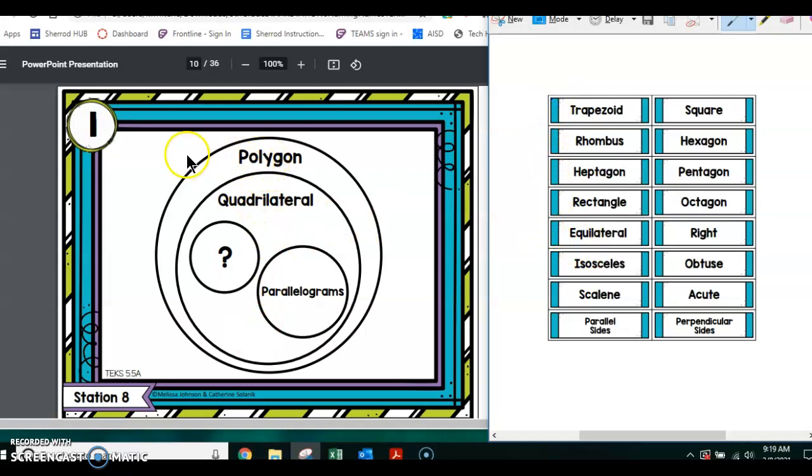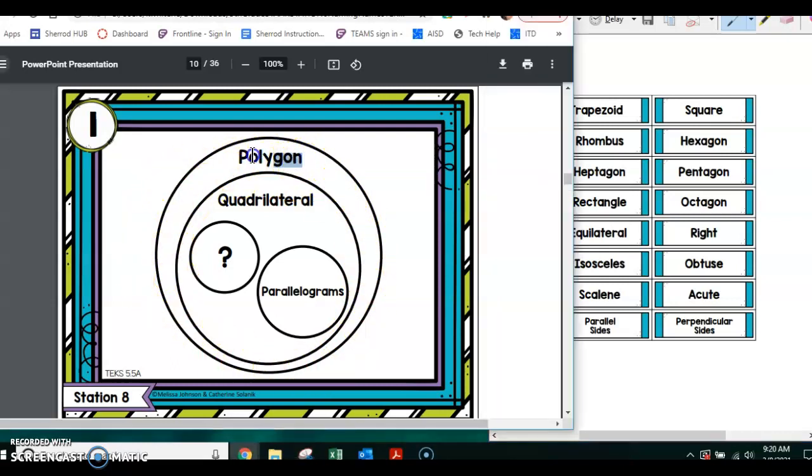So looking at this first one, number one, we see that the biggest circle here, the biggest piece on this graphic organizer is a polygon, which is a shape that has straight lines, and it's a closed shape. So within that, you get a quadrilateral. A quadrilateral is a polygon. That's why the circle is inside the bigger circle. And then inside the quadrilateral, which means four-sided figure, inside of that you have parallelograms, but then you also have something else, which is a question mark.